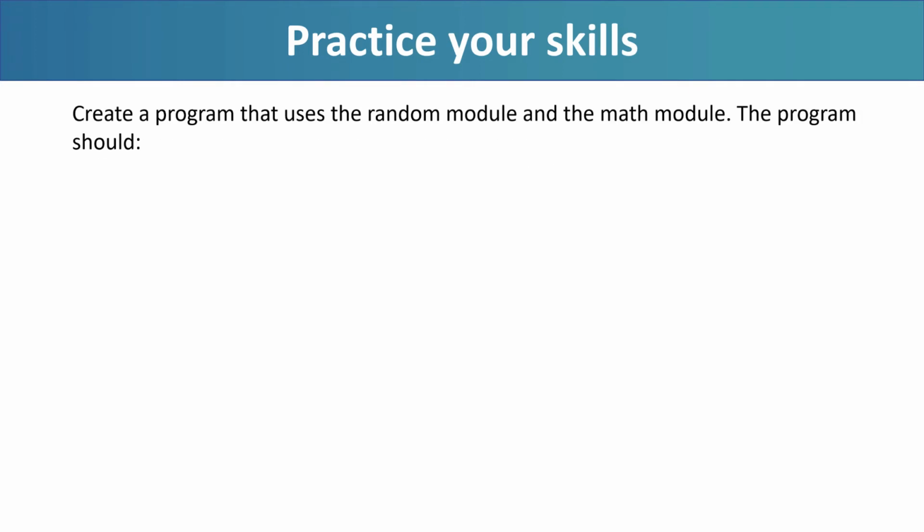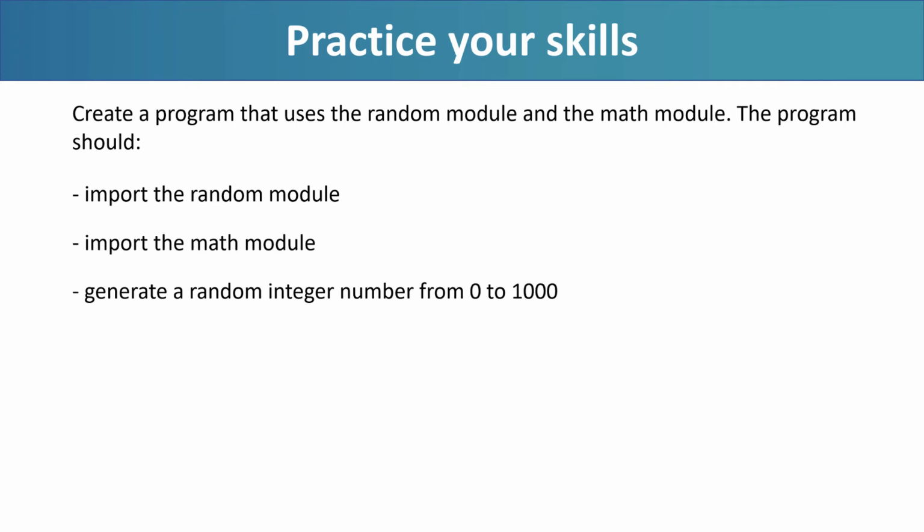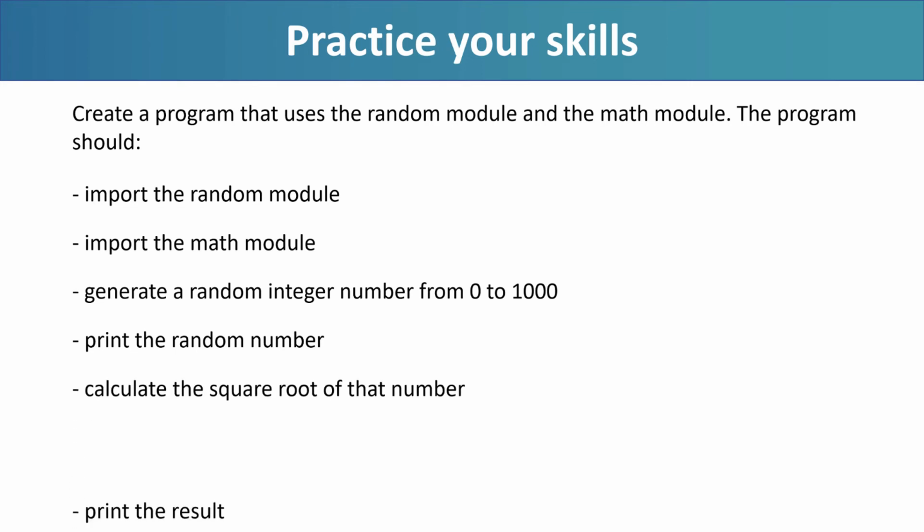Create a program that uses the random module and the math module. The program should import the random module, import the math module, generate a random integer number from 0 to 1000, print the random number, calculate the square root of that number, and then print the result. Please pause the video now and try to solve this exercise on your own.